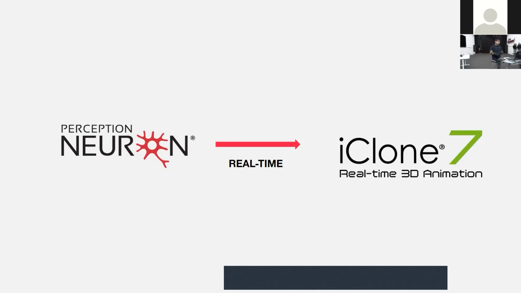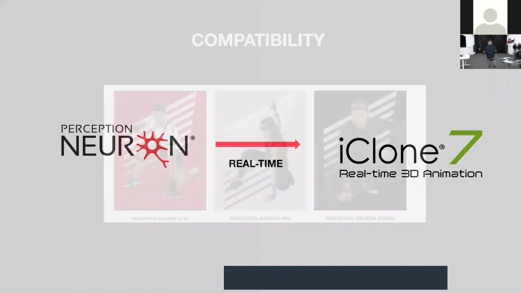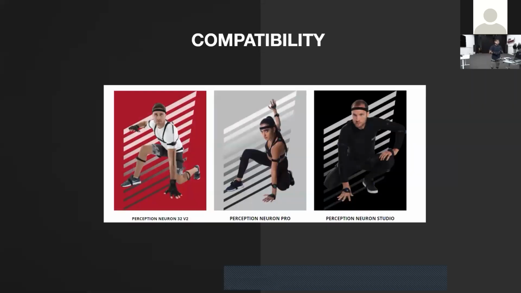inside of the software. Obviously, just a quick heads up, all of our products, Perception Neuron W2, Perception Neuron Pro, and Perception Neuron Studio, all work with iClone. So if you have one of our Perception Neuron W2 version 1 suits, sure enough, it works with iClone all the way to Perception Neuron Studio.